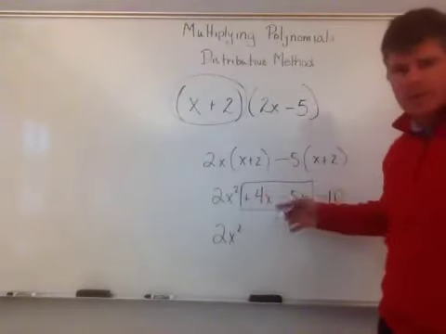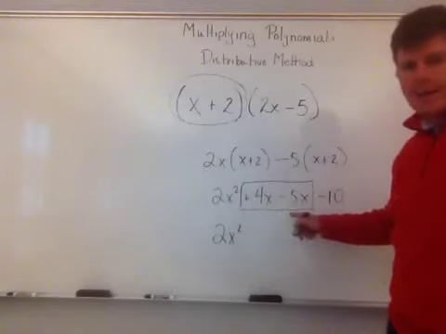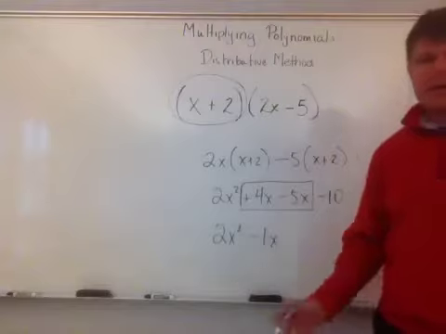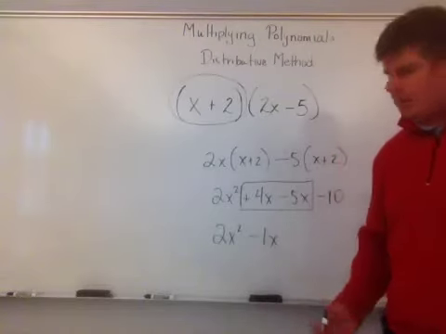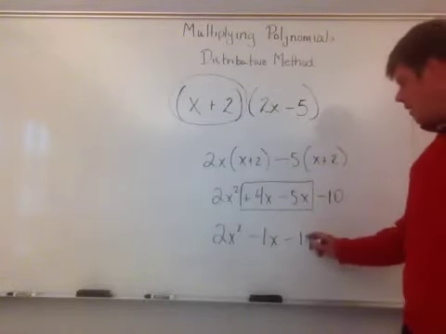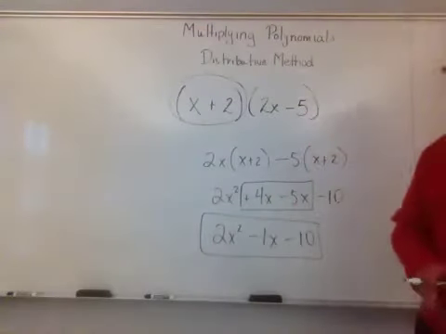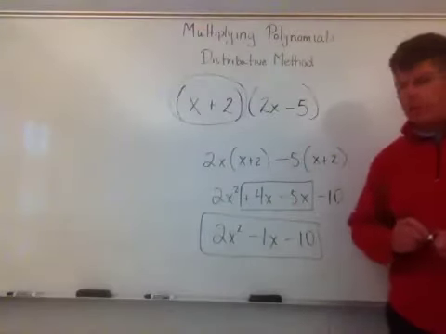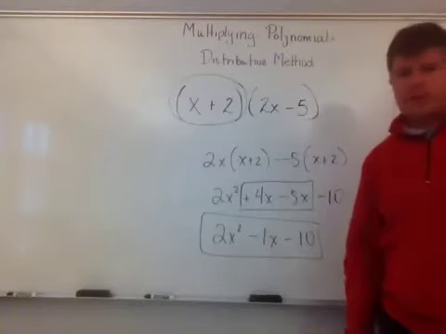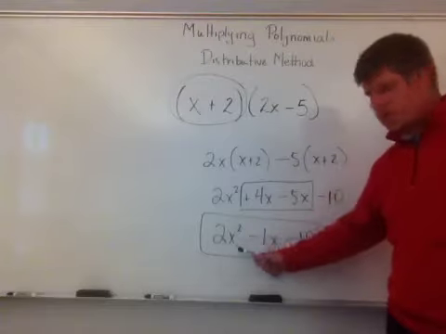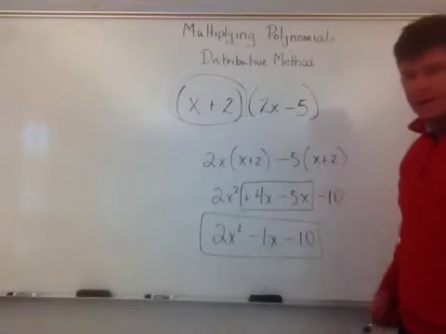So in this box, what does it create? Well, positive 4x and negative 5x makes a negative 1x. And again, you don't have to write the 1. You can just leave it as a negative x. And then I write minus 10 on the end. And what I've got here is my simplified polynomial multiplied out using the distributive property. The answer to this one is 2x squared minus x minus 10.